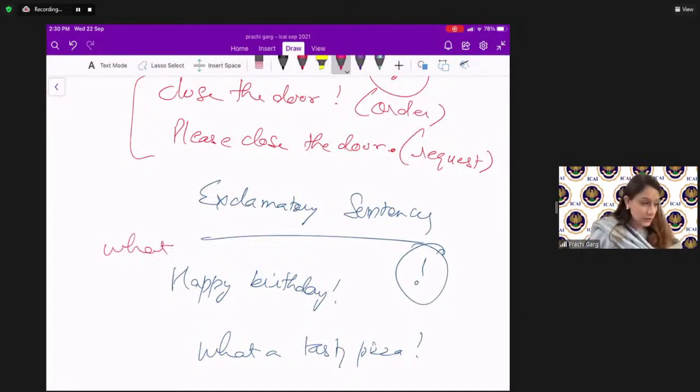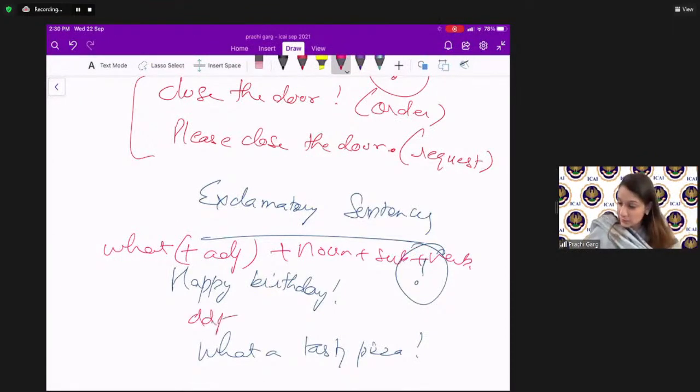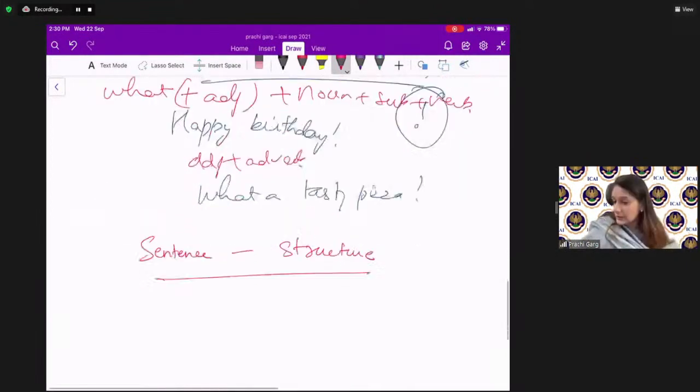What, or how, or any question word that fits here, plus mostly adjective, right? Noun plus subject plus verb. Another way it could be adjective plus adverb also. Yes, and the subject will work for it. Clear?